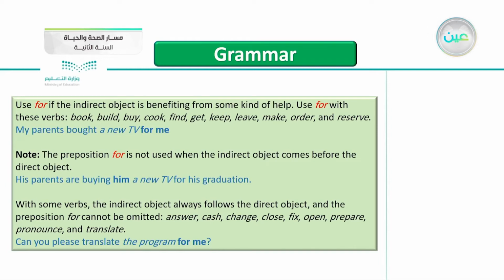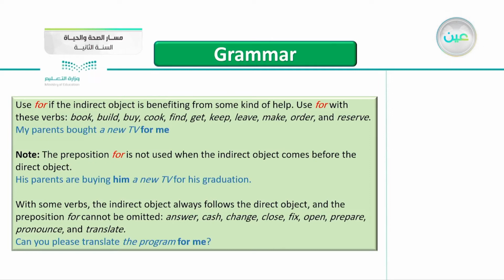We use "for" with these verbs: book, build, buy, cook, find, get, keep, leave, make, order, and reserve. So we use "for" if someone is helping someone else, someone is benefiting from someone else. We use "for" if the indirect object, not the direct, the indirect object is benefiting from some kind of help. And we use it with these verbs.